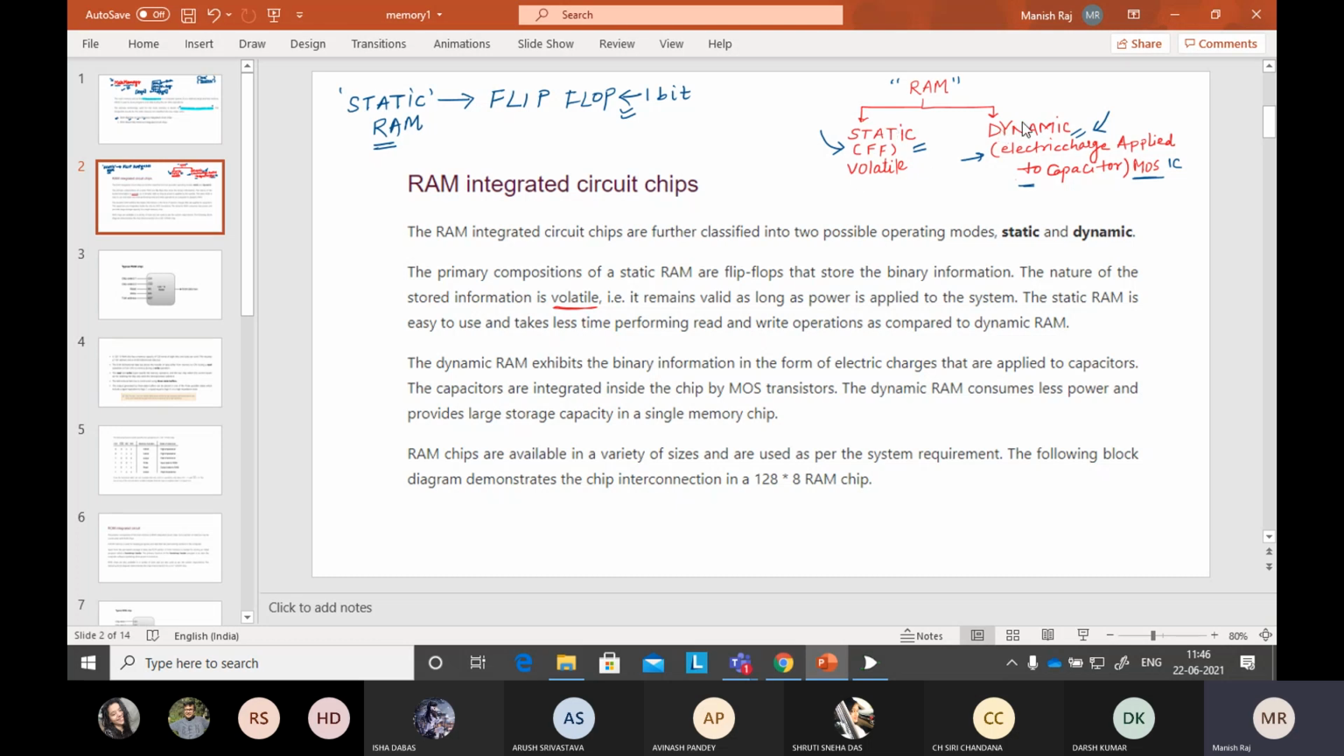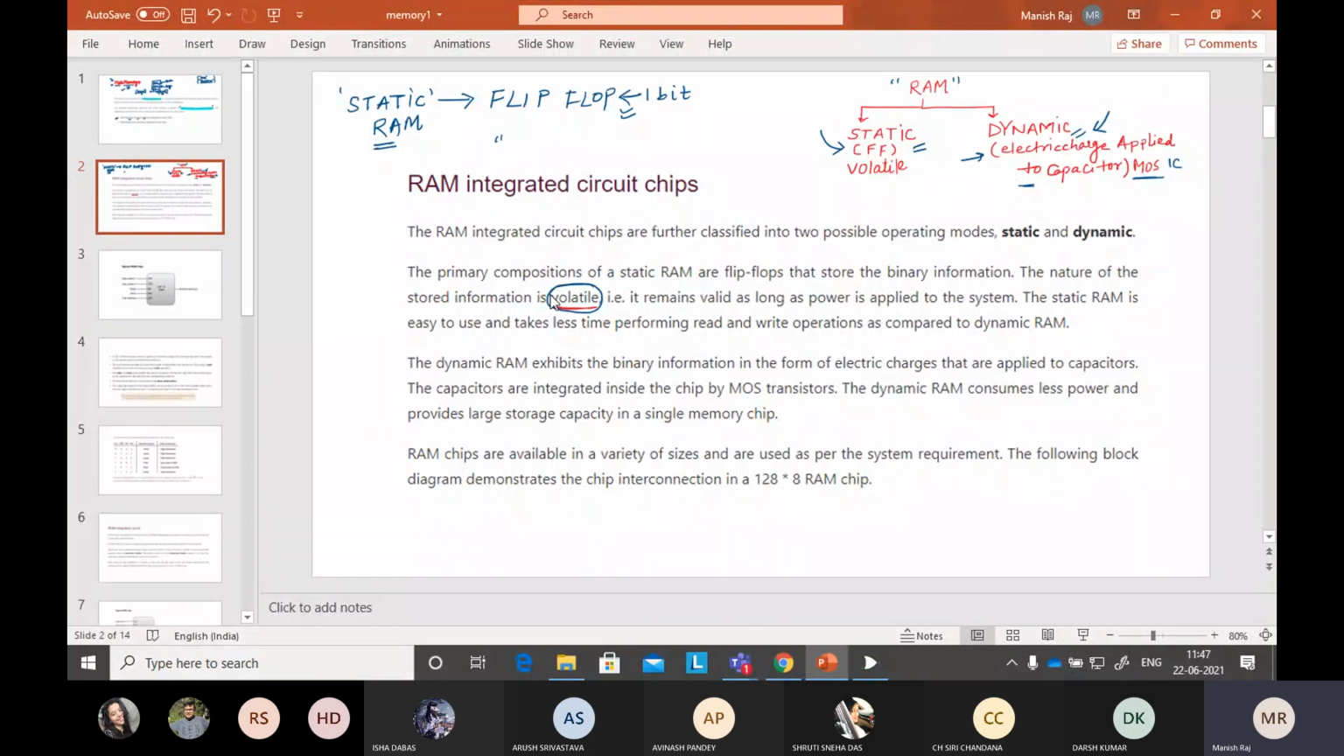Is it clear till now? You are with me? Okay, good. One thing I just want to tell you: many of you have studied the word volatile. It is written here, that is volatile.